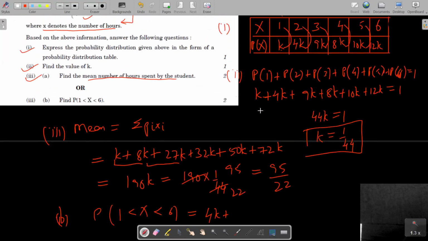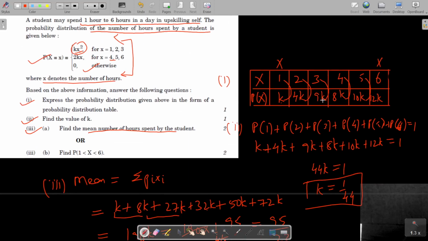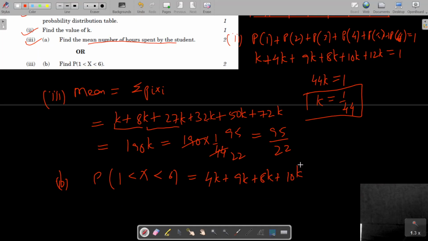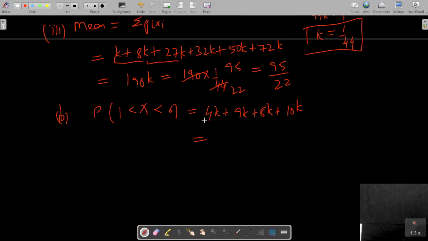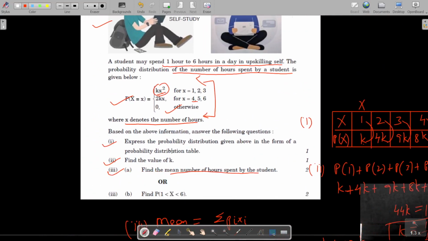So let's add all the probabilities. This is 4k plus 9k plus 8k plus 10k. So 9 plus 4 is 13, and 8 is 21, and 10 is 31k. So putting the value of k, which is 1 by 44, this is equal to 31 by 44. So this is the probability for a random variable x greater than 1 but less than 6. That is, for students who study for more than 1 hour but less than 6, the probability is 31 by 44. Moving on to question number 37.